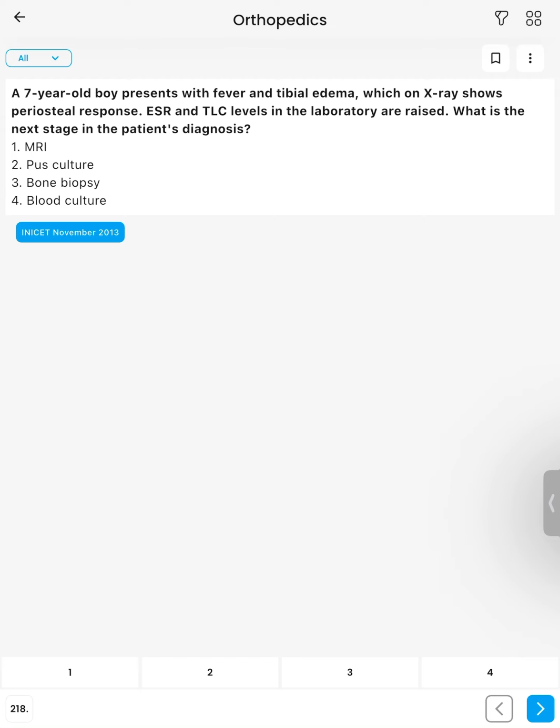Fever, edema, periosteal response. What is the next stage of the patient diagnosis? So the edema is there. To see the periosteal response, which is not visible on X-ray, we will go with the MRI.